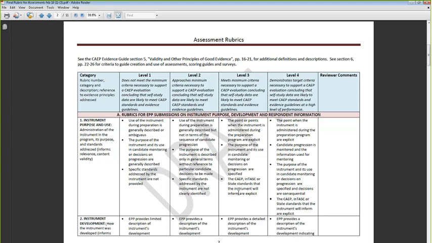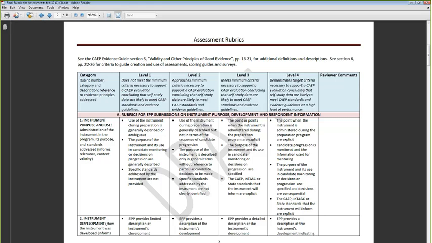And then, I think this is extremely important, of course, is to be very explicit about what standards or components of the standards the case study has been designed for. And I'm only looking here at level 3 because this is where you want to be. You want to be at a level 3 because this says you're meeting the minimum criteria that is necessary to support a CAPE evaluation, concluding that the self-study data are likely to meet CAPE standards and evidence guidelines. So this is your sort of target right here. And then level 4 will get you into going beyond the minimum criteria that CAPE has established. Okay, and you should look at this rubric to see where you fall in that.